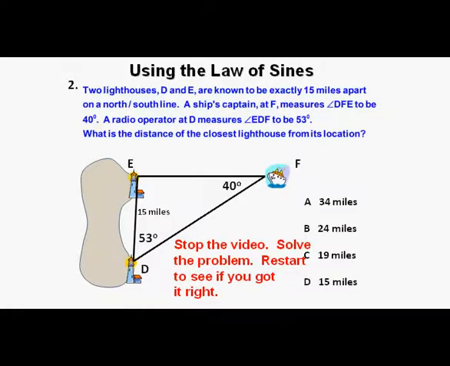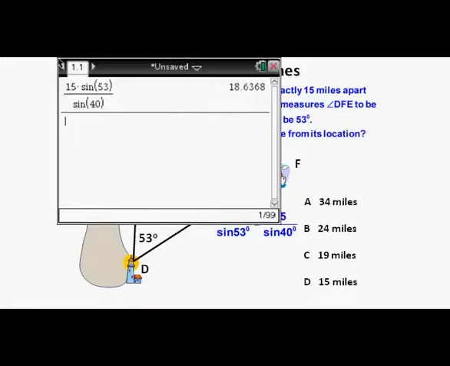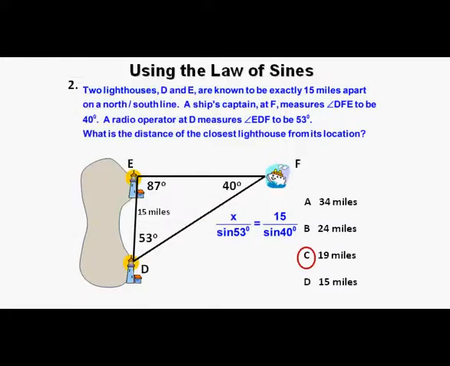Here's the setup. We have x over the sine of 53 degrees equals 15 over the sine of 40 degrees. Cross multiplying by the sine of 53 degrees, we get about 18.6. And normally we would have to look at segment DF as well, but it should be clear, given the angle, that angle DEF is 87 degrees, that segment EF will definitely be shorter than segment DF, so we can circle answer C as our closest answer.